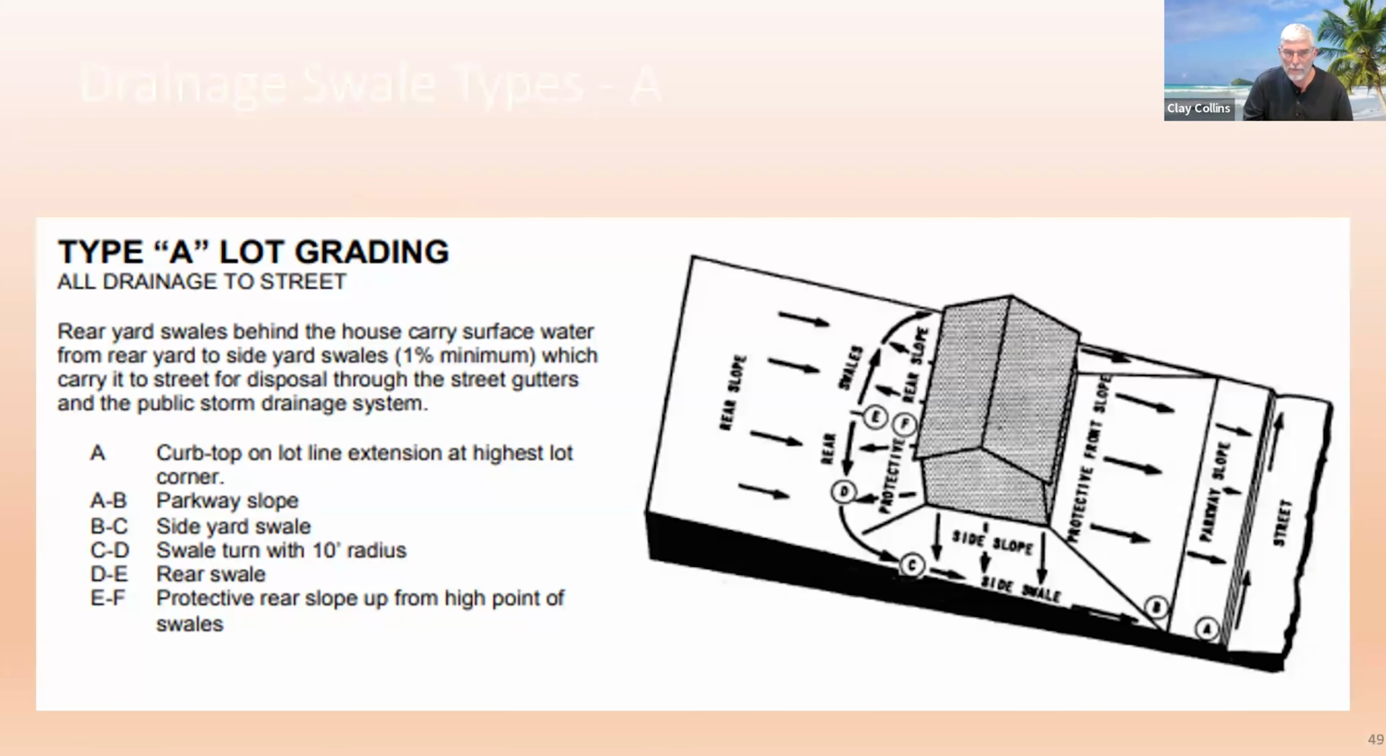Type A drainage all runs around the house and towards the street. The swale is supposed to have a 10-foot radius. Frankly, I don't know that I ever see much of that. I'm lucky if there is a radius on the side. The rear swale is what is lost a lot. And that protective rear slope is generally where the fence is. And then the fence starts having problems and they start adding soil. It makes all sorts of additional problems.